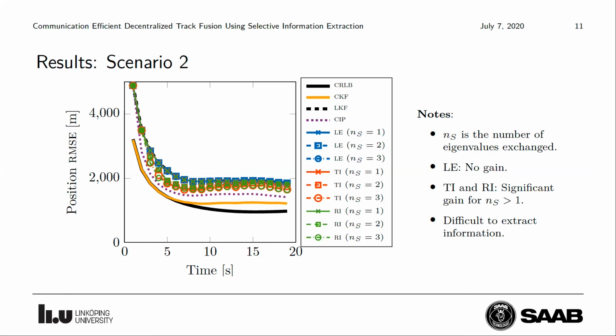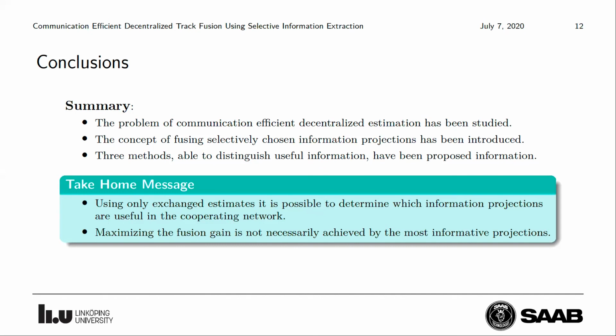In this paper, the problem of decentralized estimation with efficient communication has been studied. To cope with the requirement of efficient communication, the concept of selecting and fusing projected information has been introduced. Three methods, the largest eigenvalue method, the transmitted information method, and the received information method, have been proposed to handle the problem. The take-home message is the following.